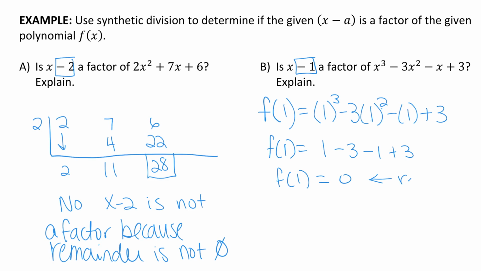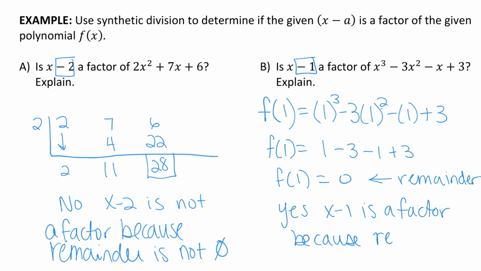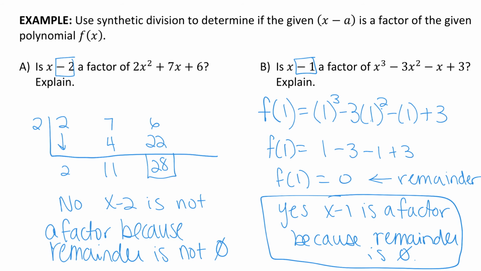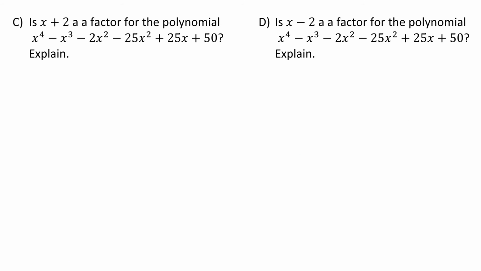which means that my remainder is 0 if I used synthetic division. So yes, x minus 1 is a factor because the remainder is 0. All right, so these last two examples, I want you to try them on your own. And remember, you can either use synthetic division or you can evaluate the polynomial. So try these on your own and then press play when you're ready to check your answers.